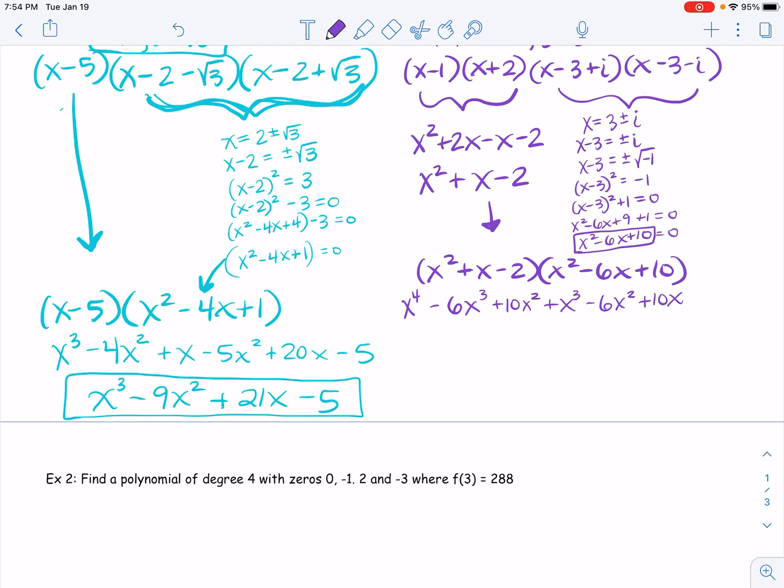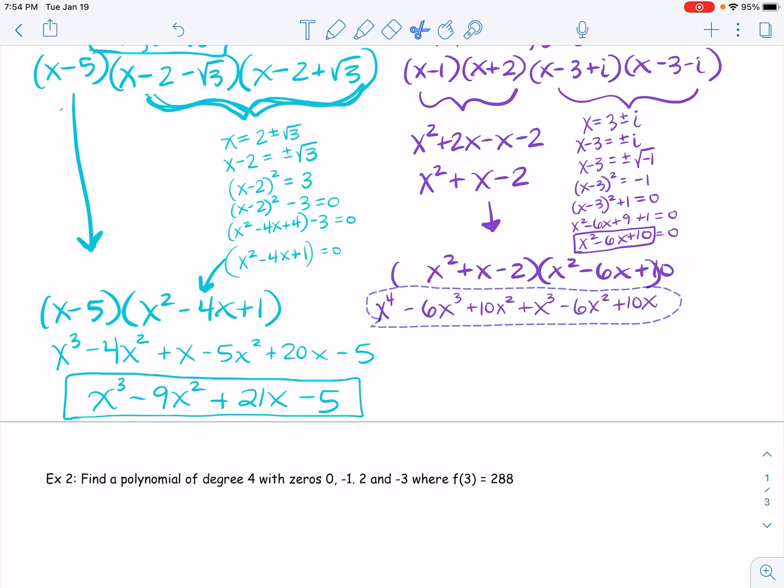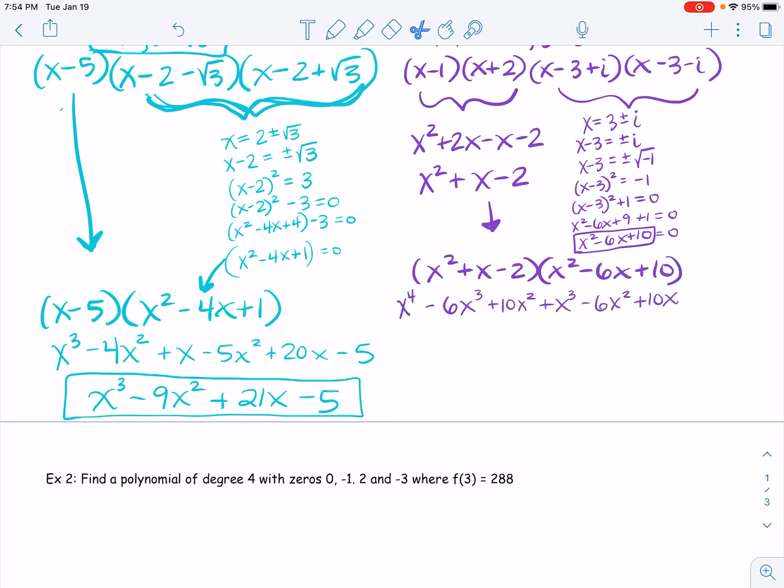Negative 2, I'm going to run out of room. Hold on, let me slide this over. Oh, no. Dang it. Okay, let me try it again.